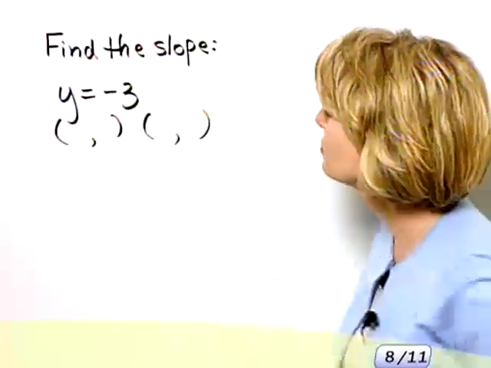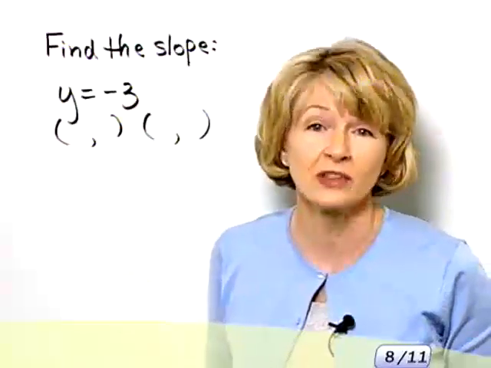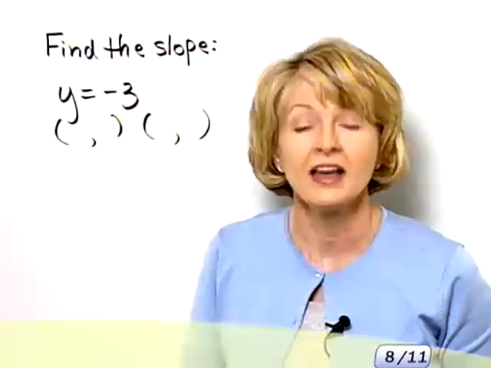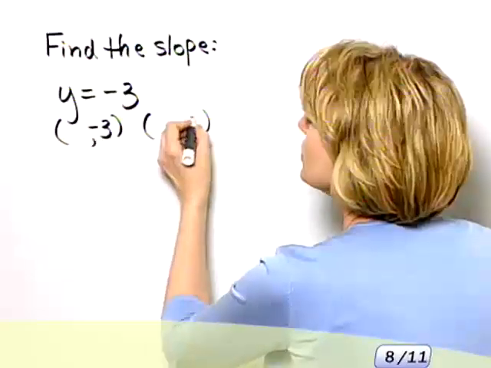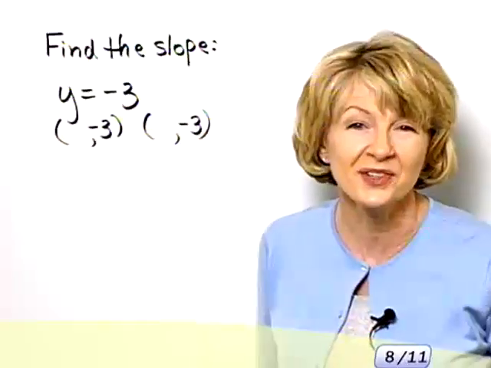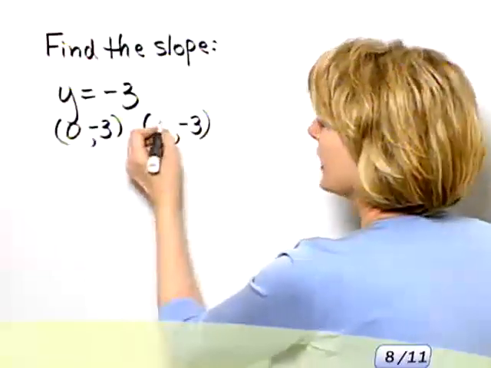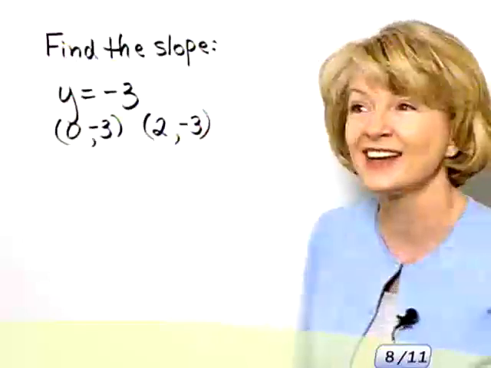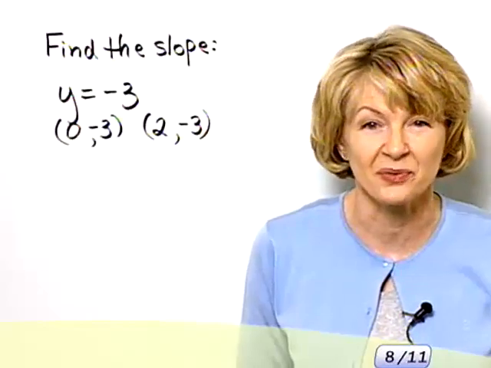Let's write down a few points that are ordered pair solutions of this equation. As long as y is negative 3, I do have an ordered pair solution. So I can let x be, say, 0, I can let x be 2, I can let x be any number I want as long as y is negative 3.